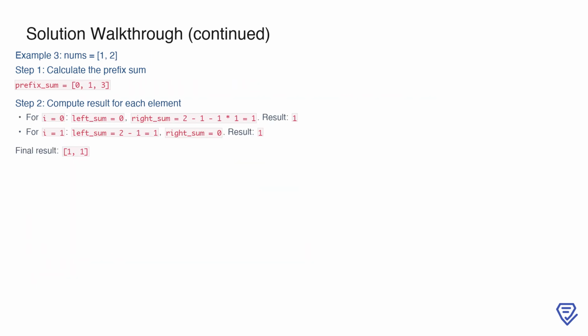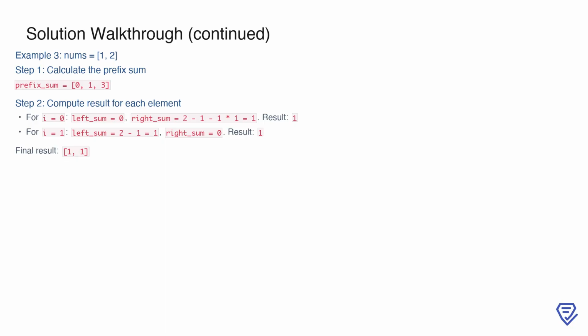For a final example, let's consider a smaller array, nums equals 1, 2. The prefix sum here is straightforward: 0, 1, 3. Using this, we calculate the result array. For i equals 0, nums[0] is 1. The left sum is 0 since there are no elements to the left, and the right sum is 1, which gives result[0] equals 1.